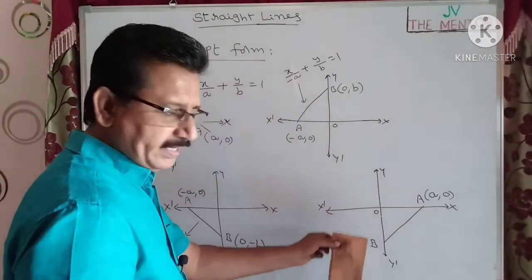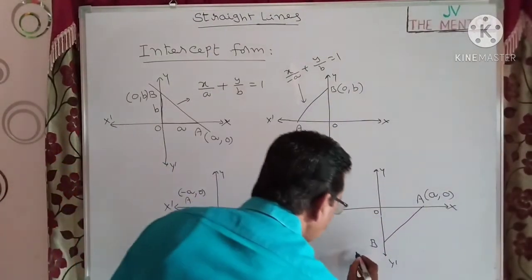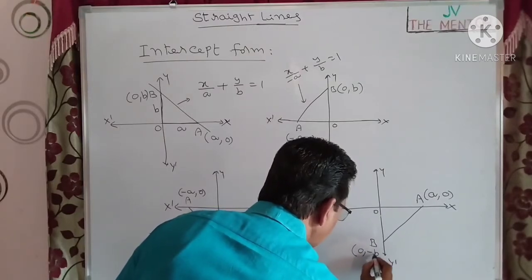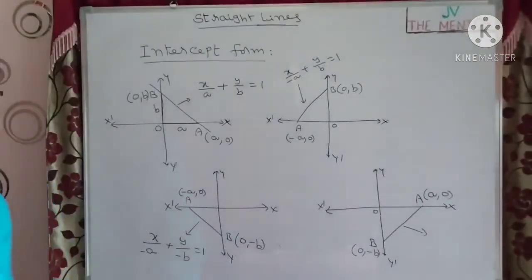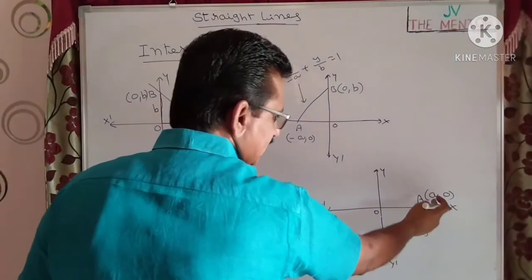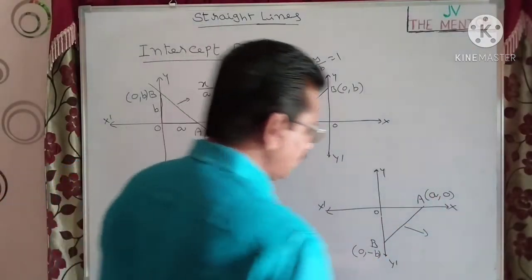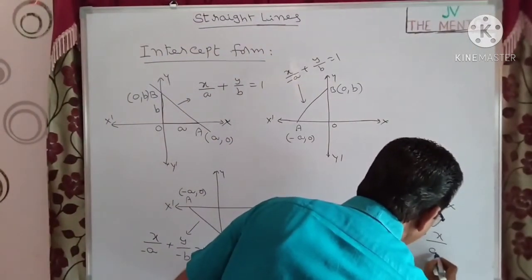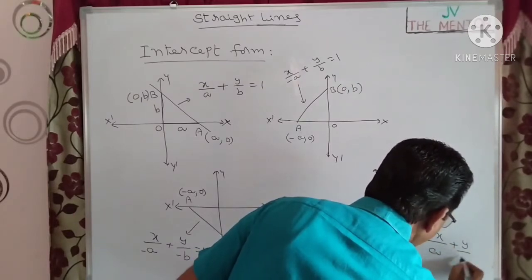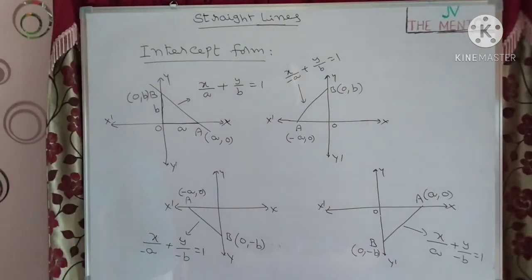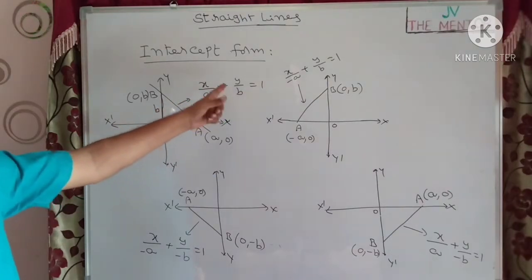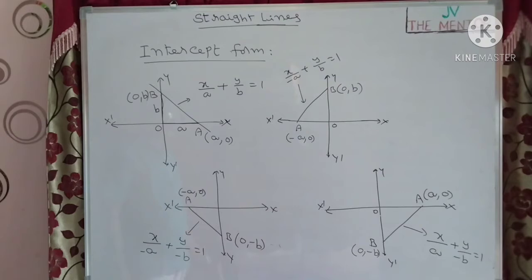Look at the y coordinate: B is below the x-axis, so the coordinate becomes negative. 0 comma minus B. Now what is the equation of the straight line AB in intercept form? Here the x-intercept is A, the y-intercept is minus B. That is x by A plus y by minus B equal to 1. These are the four forms of the straight line in intercept form. Mainly we can take x by A plus y by B equal to 1. This is the first one. Write down these four forms.